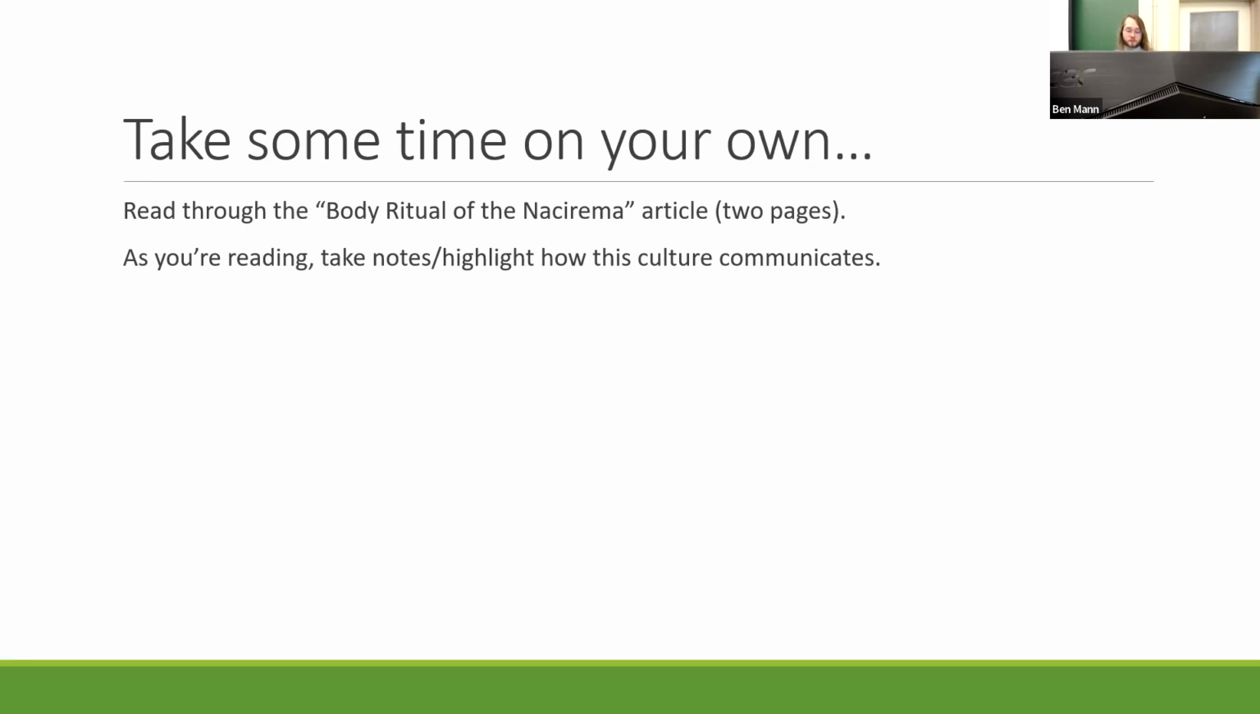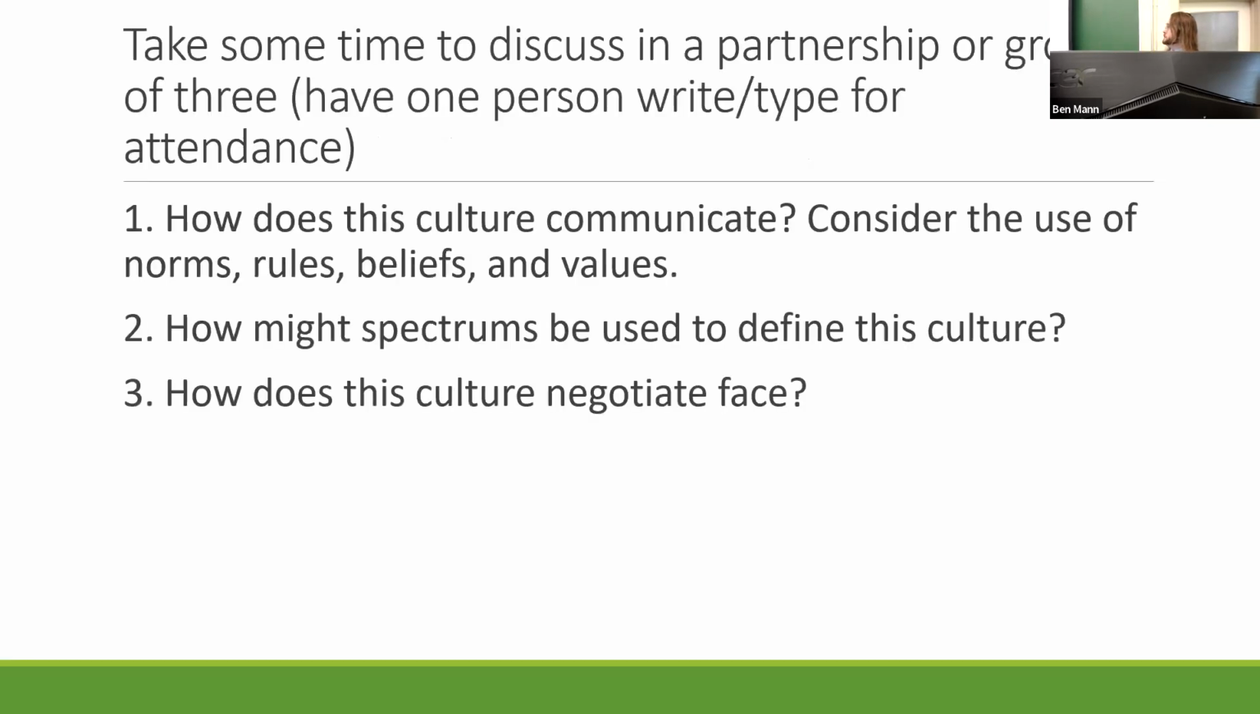So when you've finished reading through the article, I'd like you to find a partnership or group of three and take some time to address these questions. How does this culture communicate, considering some of those elements of culture that we talked about in class? What spectrums might be used to define this culture? So thinking about things like individualism versus collectivism, power distance, and so on. Lastly, how does this culture negotiate face? So take about 10 minutes to chat and have one person write or type your responses on these questions.